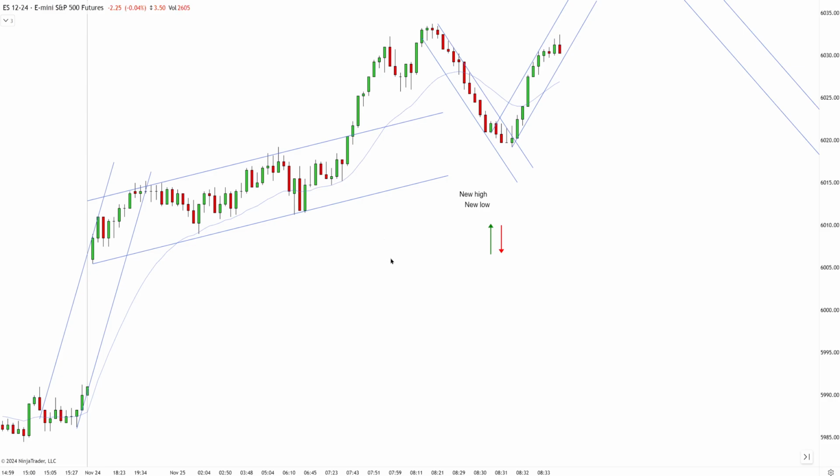We're looking at S&P 500 and mini futures. Everything starts with pre-market structure analysis. The overall bias of the market right now is bullish. I can see a series of higher lows and higher highs. Step 2 is to locate the correct channel.